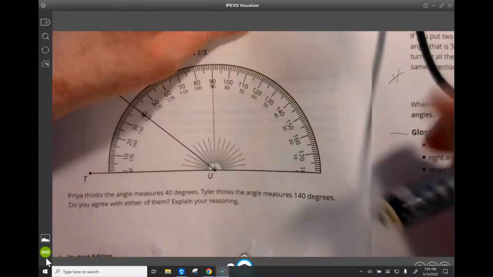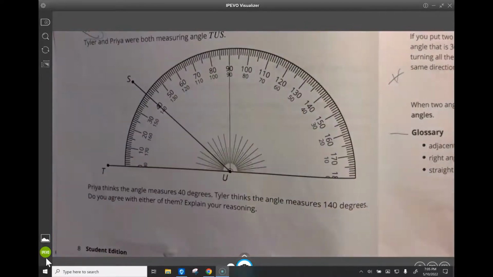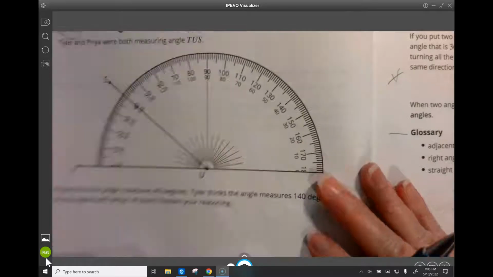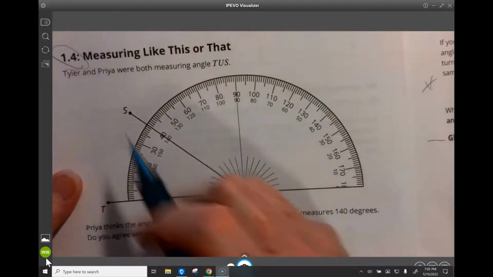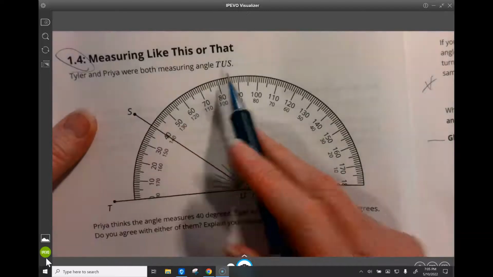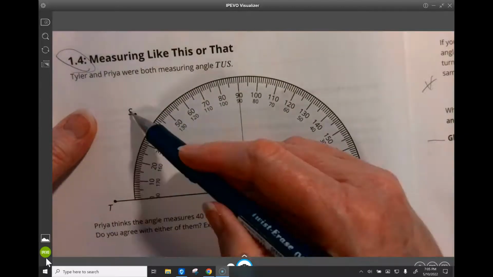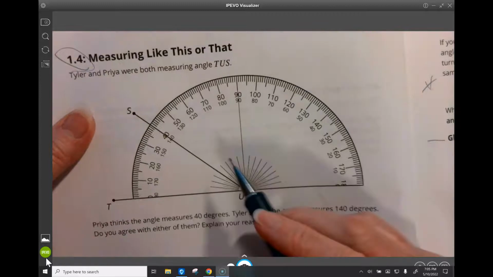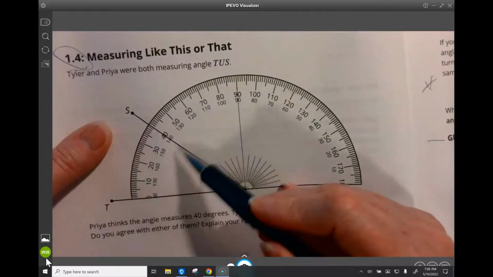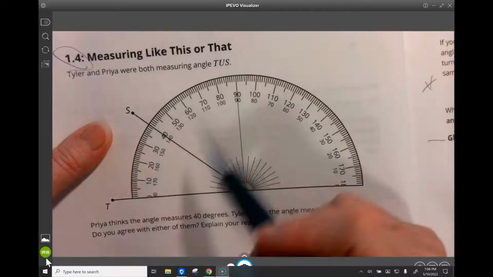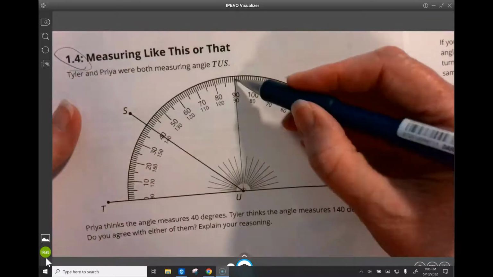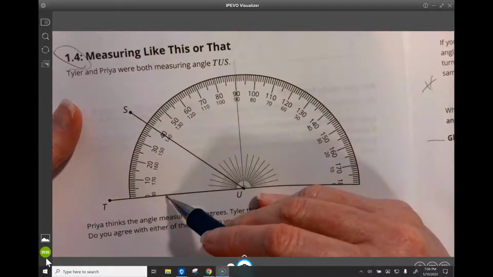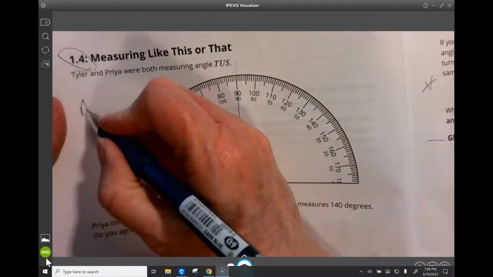Okay, go to the next page, on page 8. Now on page 8, we see a picture of a protractor, very similar to ours. And it says, Tyler and Priya were both measuring angle TUS. Now the first thing you want to do is look to see what that angle is. If I didn't have the protractor, is that an acute or obtuse? That's acute because look, right here is 90. This is 90 degrees and it's smaller than that. So this is an acute angle.